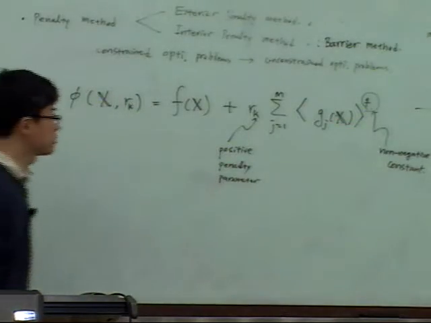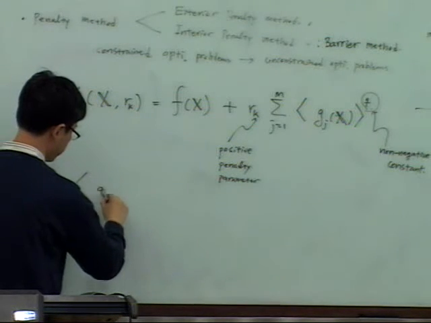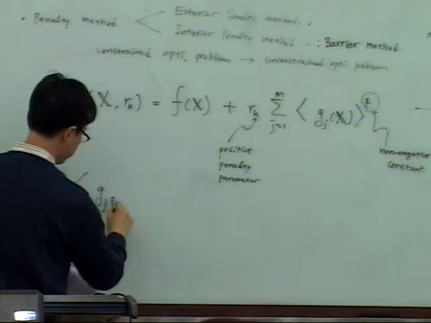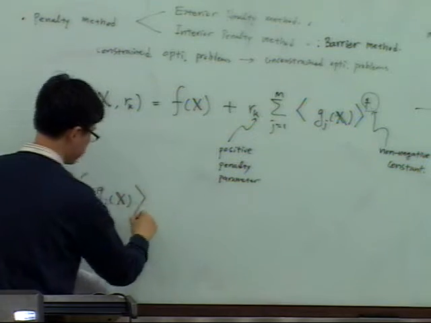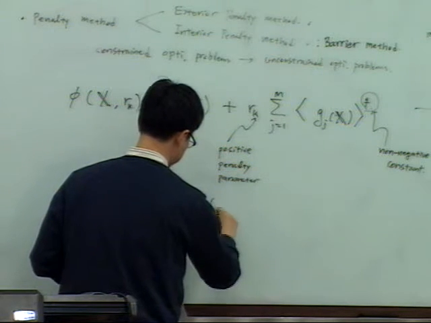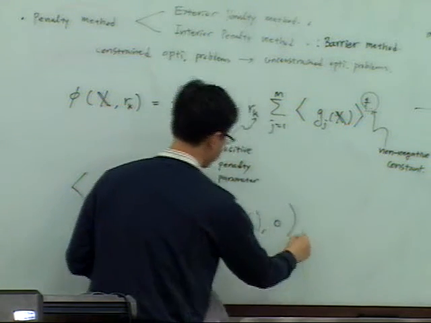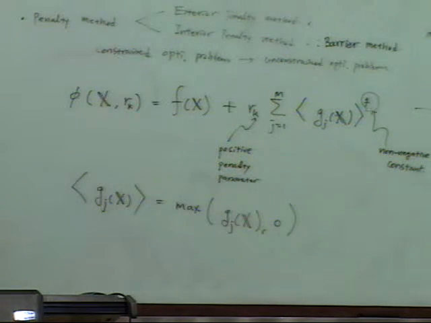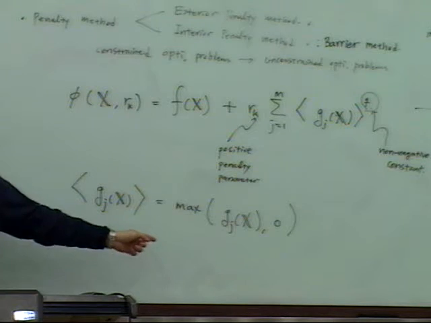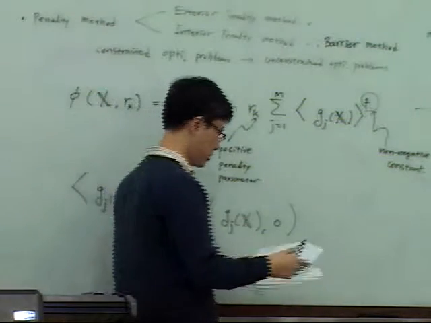And we utilize this bracket function here. This bracket function is defined as the maximum function among your function and zero value. And it is really easy to implement in computer code. There is usually a max function, right? So the return value is like that.